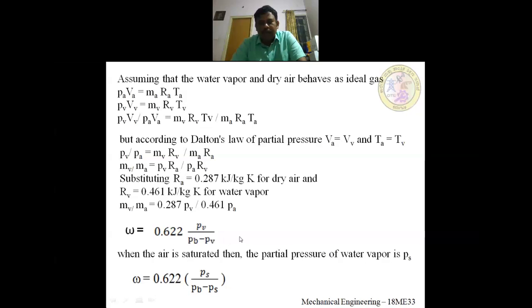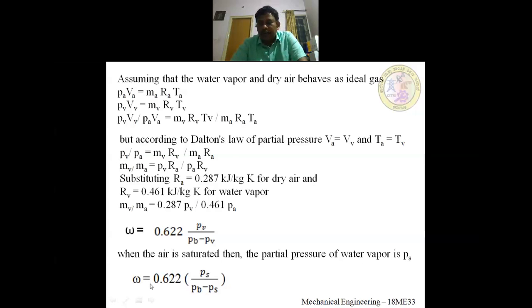for unsaturated air. When the air is saturated, the partial pressure of water vapor will be PS. Instead of PV, I have to write PS. Here I should have written omega S; the suffix S is missing here. Omega S will be 0.622 PS by PB minus PS. That represents the specific humidity of saturated air.